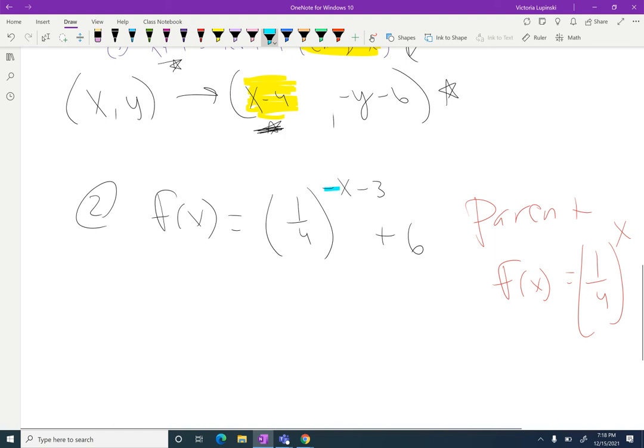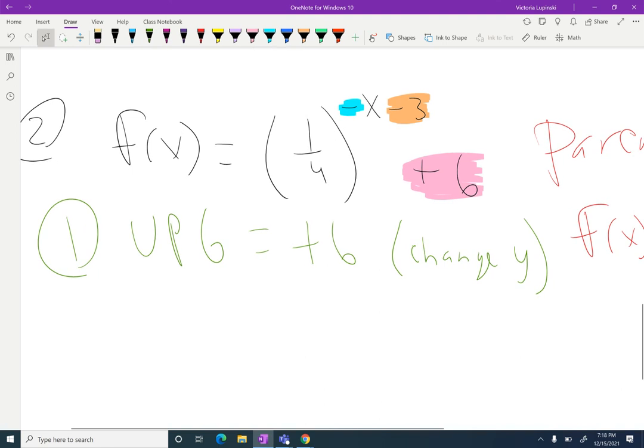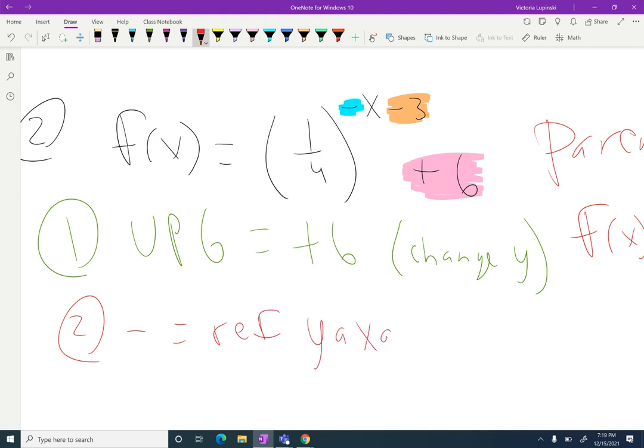You have to tell me what this negative is doing. You have to tell me what this minus 3 is doing. And you have to tell me what this plus 6 is doing. So again, it doesn't matter how you list them. The first thing I'm going to say is that this is going to go up 6. I know that I'm going up 6 because of the plus 6. And if you're going up 6, you're changing the y values. Then the negative. The negative is what tells me that I'm reflecting over the y-axis. And if I'm reflecting over the y-axis, I'm changing the x's.